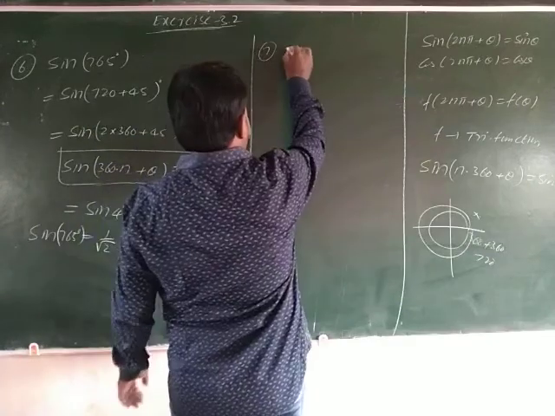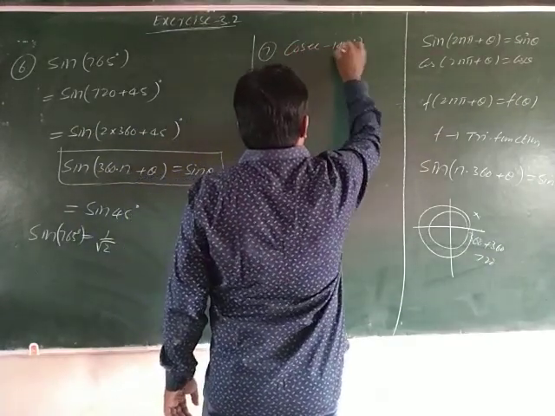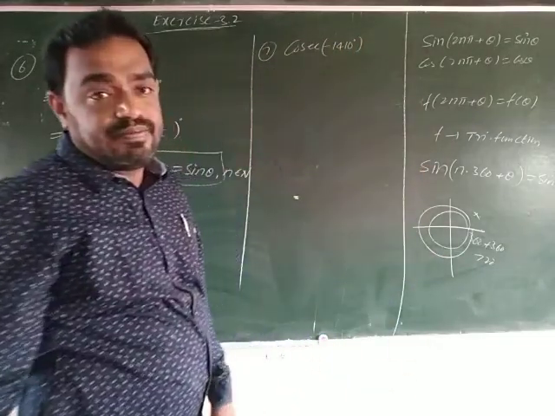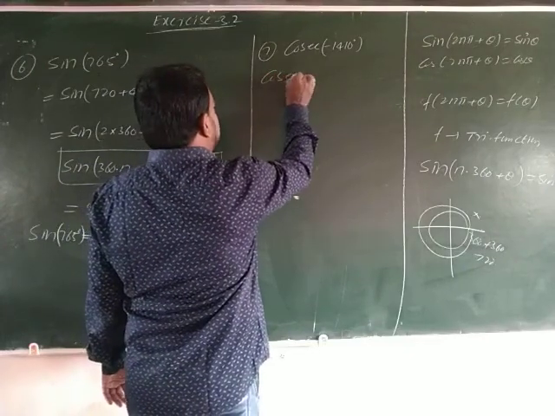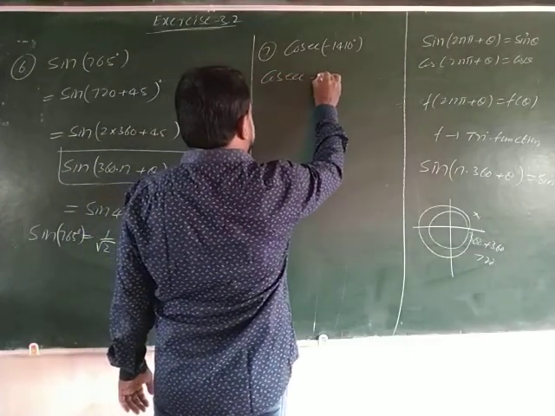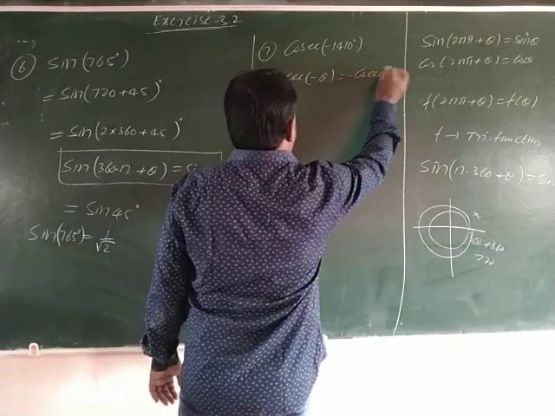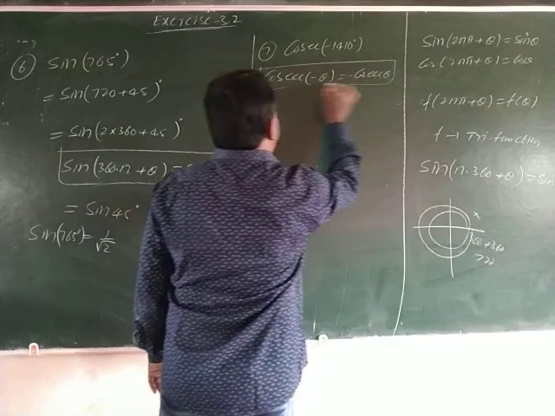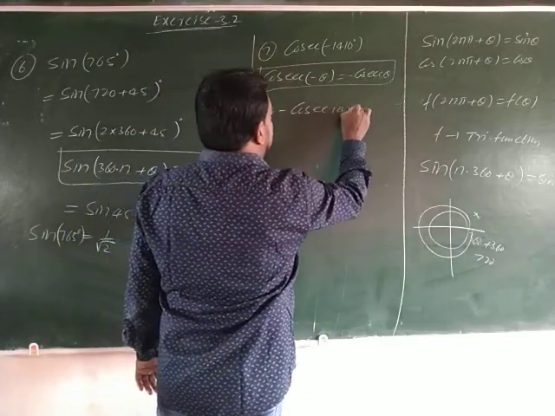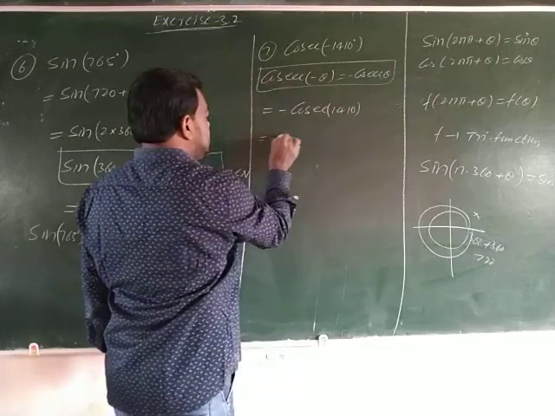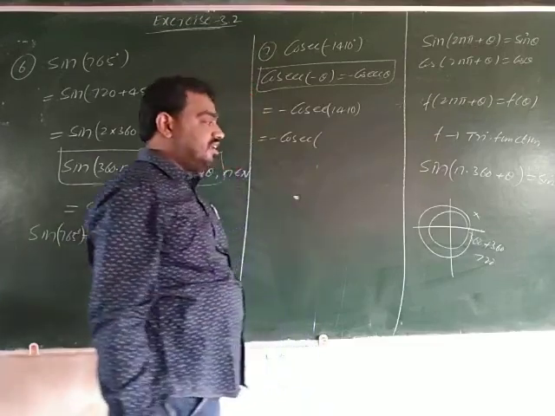Cosec of minus 1410 degrees. How do we solve this? Cosecant of minus theta is equal to minus cosec theta. First we use this formula. This is equal to minus cosec 1410.